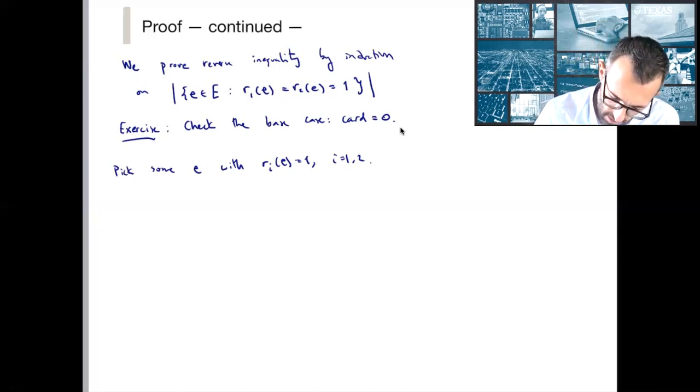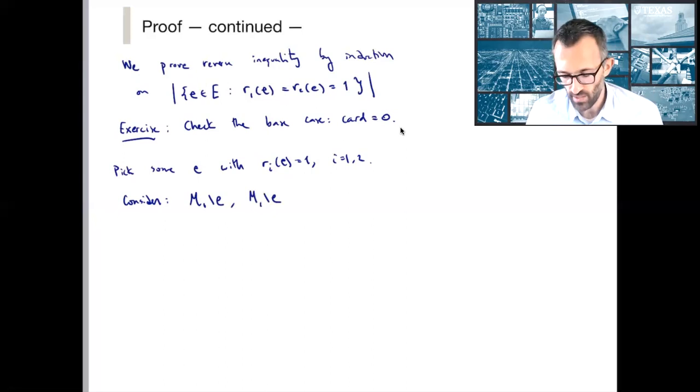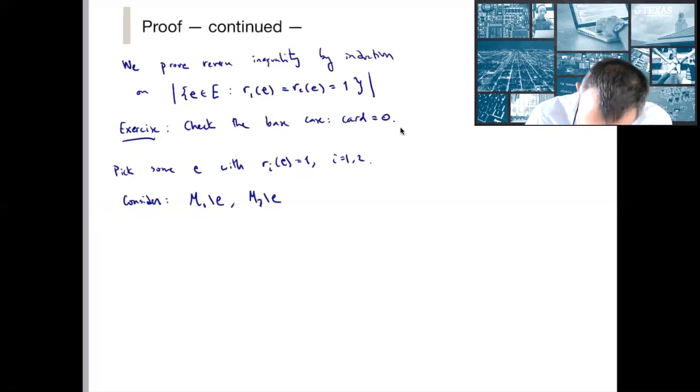So let's consider the matroid when we delete E, M1 deleting E, and M2 deleting E. So remember, what is the deletion? The ground set is obvious, it's just E minus E. But what is the independent set for deletion? It's just all independent sets of the bigger matroid that happen to not include element E. So importantly, the rank function doesn't change. So if we consider this, oops, of course I meant 2 here.